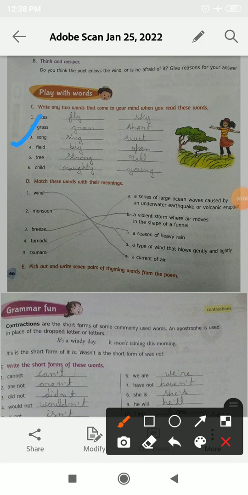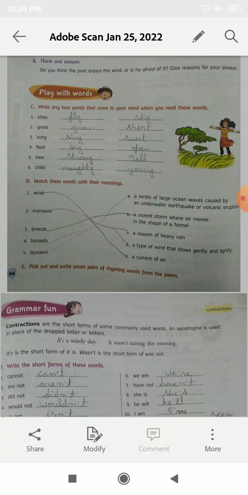Now the next number, number 3, and here the third word is song. In the first space you have to write sing, and in the second space you have to write sweet, lovely, melody. You have to write here lovely.